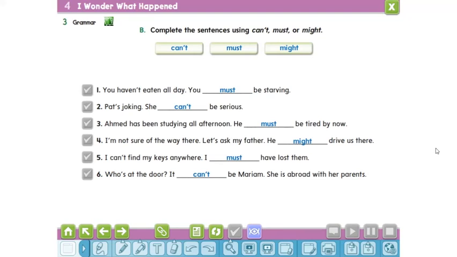Number two, Pat's joking. She can't be serious. Number three, Ahmed has been studying all afternoon. He must be tired by now. Number four, I'm not sure of the way there. Let's ask my father. He might drive us there. Number five, I can't find my keys anywhere. I must have lost them. And the last statement. Who is at the door? It can't be Mariam. She's abroad with her parents.